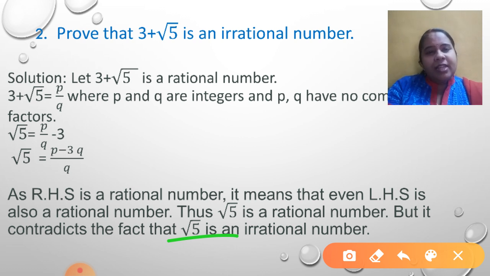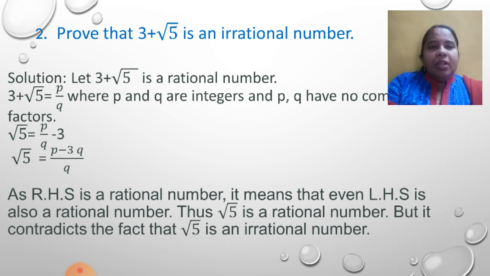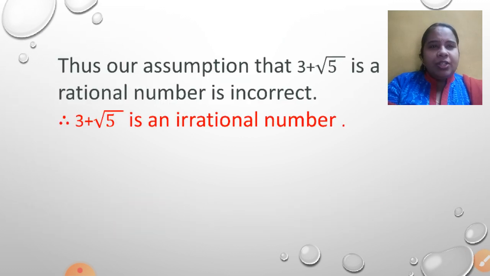See, steps are exactly same. You just have to look at the question whether it is multiplication or addition. Okay. So we will conclude that it contradicts the fact that root 5 is an irrational number, right? Therefore, our assumption that 3 plus root 5 is a rational number is incorrect. Hence, 3 plus root 5 is an irrational number.